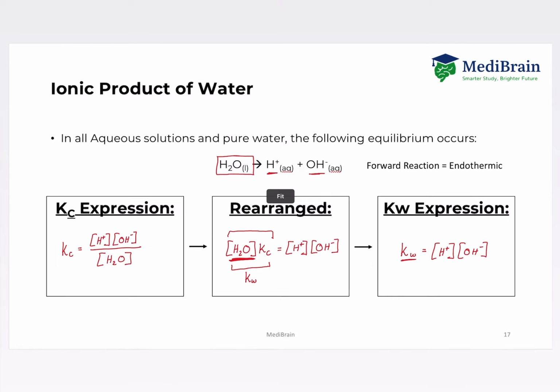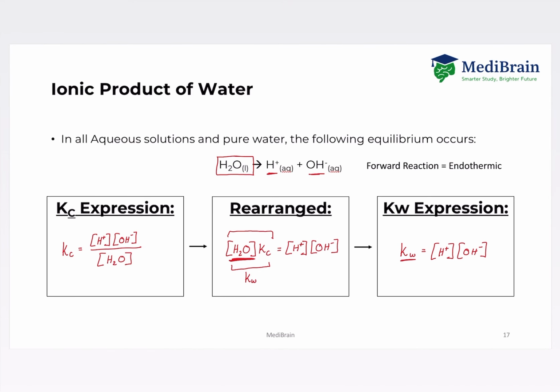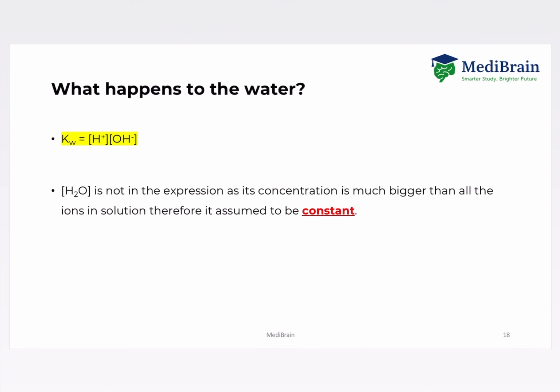Okay, so that's the ionic product of water. And it's really important that you note the Kw expression, as there are a lot of calculations which come up in the exam on this topic. So we've got our Kw expression, which is the concentration of H plus and then the concentration of OH minus. H2O is not in the expression as its concentration is much bigger than all the ions in solution. Therefore, it's assumed to be constant. Now, I've highlighted constant there because I've seen exam questions come up stating why is H2O not included in the Kw expression, and constant is in bold. So it's really important that you note that point down.